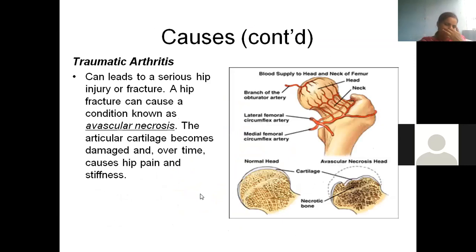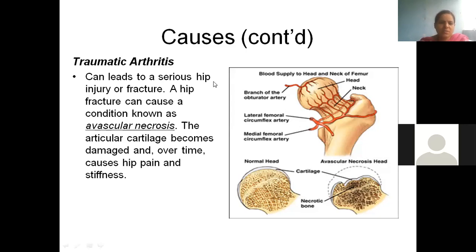Once you are done with the blood supply, let us see a condition caused by non-availability of blood supply to the neck and head of the femur, which may lead to avascular necrosis. The head of the femur is supposed to be completely round like this, but these blood vessels are avulsed. Avulsed means they are broken down due to some injury, or there may be some blockage. Then this particular area will not receive any blood supply.